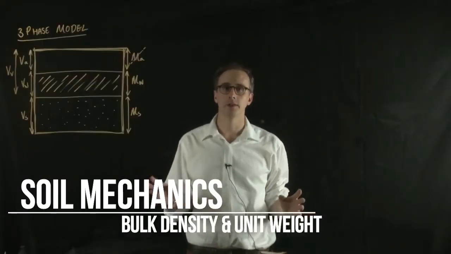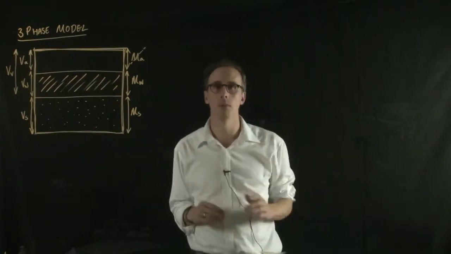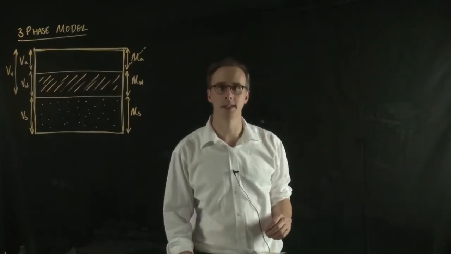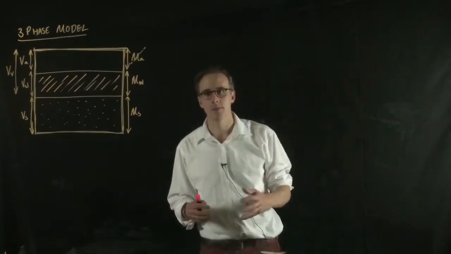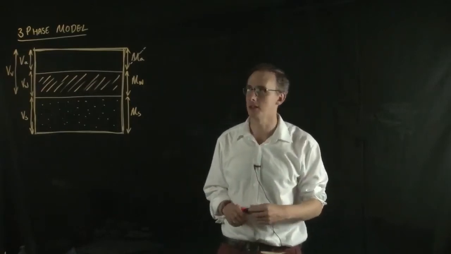So now that we've defined this three-phase model of soils, we can use it to then define more complex parameters. And the first one we're going to look at is bulk density. Now, bulk density is the total mass of the soil divided by the volume that mass takes up.